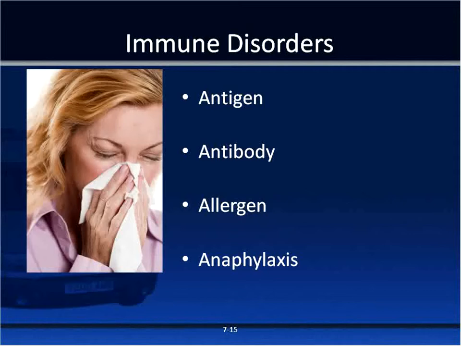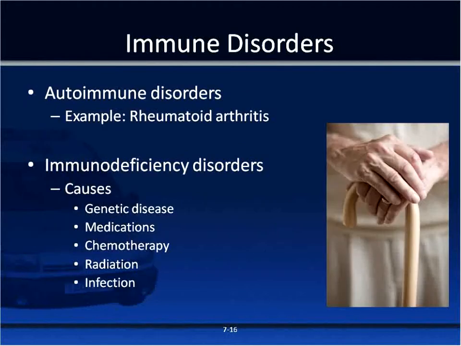When an antigen causes signs and symptoms of an allergic reaction, the antigen is called an allergen. When an allergic reaction is severe and affects multiple body systems, it's called anaphylaxis. And anaphylaxis is a life-threatening emergency. Autoimmune disorders result when hyperactive immune systems attack their own normal tissues as if they were foreign organisms. Rheumatoid arthritis is an example of a common autoimmune disease.